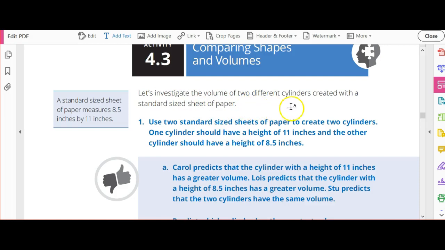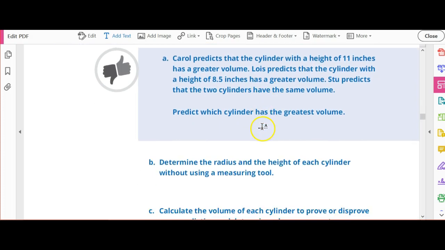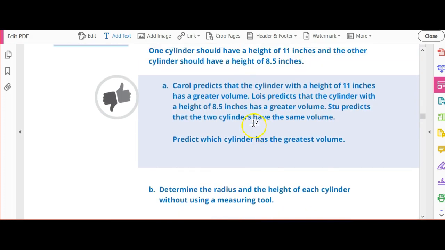Okay, let's investigate the volume of 2 different cylinders created with a standard size sheet of paper. This is a good little exercise. Let me draw this out. We're going to start with a sheet of paper. It is long on one side, 11 inches, and then 8.5 inches, and then 11 inches and 8.5. So you see something like that.